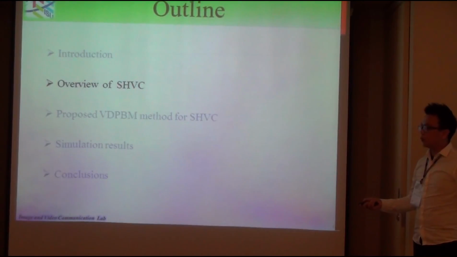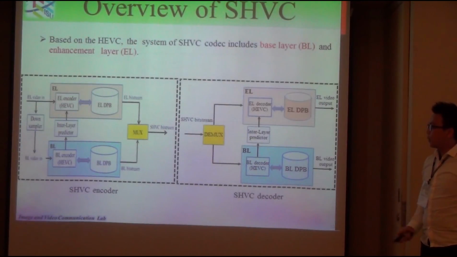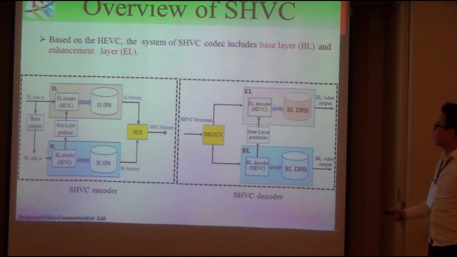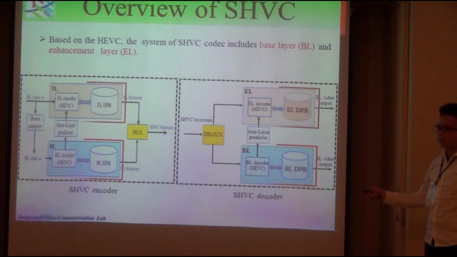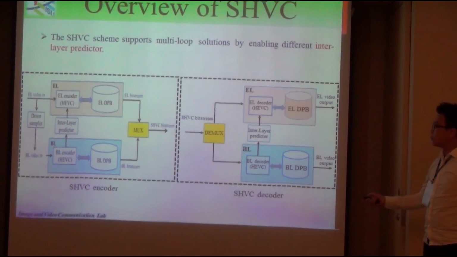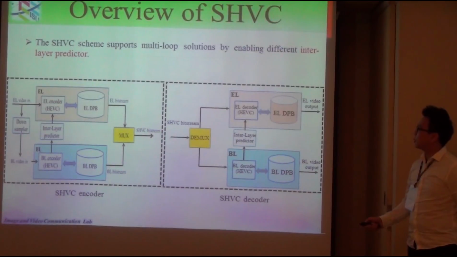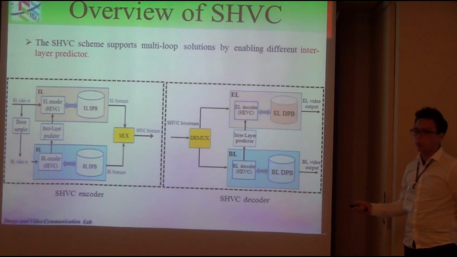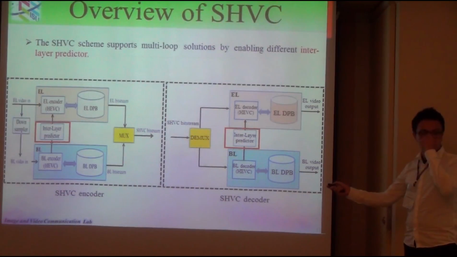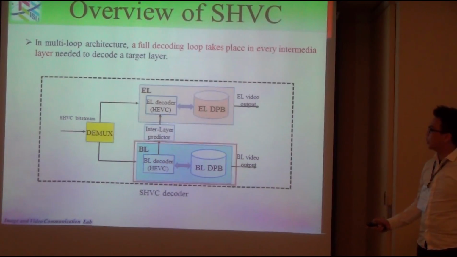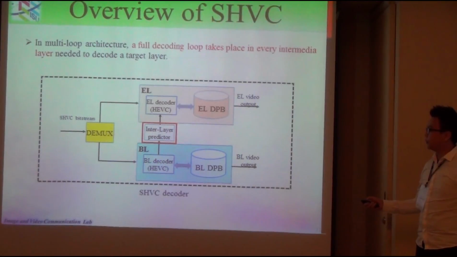Second, overview of SHVC. Based on the HEVC, the system of SHVC code includes the base layer called BL and the enhancement layer called EL. The SHVC supports multi-loop solutions by enabling different inter-layer prediction. In multi-loop architecture, a full decoding loop takes place in every intermediate layer needed to decode a target layer.